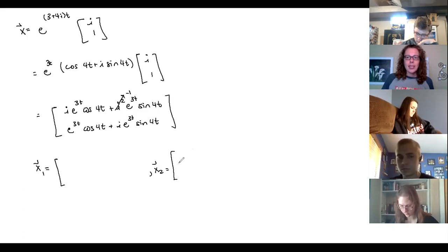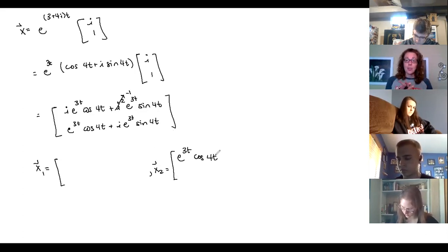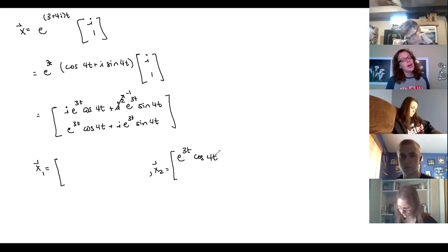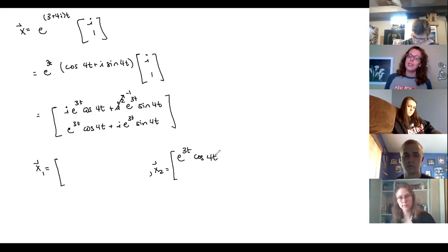So let's go through and designate each of these parts, whether they're real or imaginary. We've got an i e to the 3t cosine of 4t. That's imaginary, right? It has an i in front, so it's going to go in x2: e to the 3t cosine of 4t. And like we did back in chapter 2, we're just going to leave the i off. That's okay. We talked about why we're allowed to do it in chapter 2. We're allowed to do it for the same reason here. You can choose your coefficients to make this work.